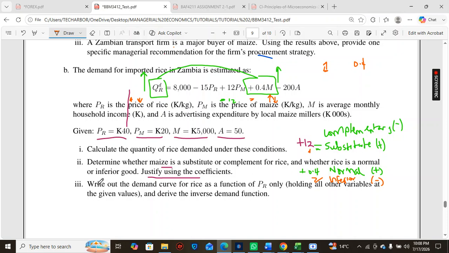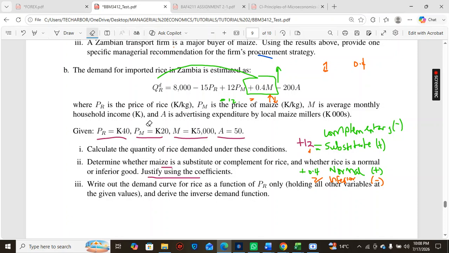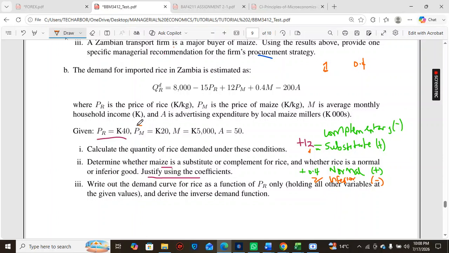All right. Write out the demand curve for rice as a function of PR only, holding all other variables at the given values, and derive the inverse demand function. So colleagues, what they're asking us to do here is this. These values, PM equals 20, M equals 5,000, A equals 50, we're bringing them back here. 20 here, 5,000 there, 50 there.